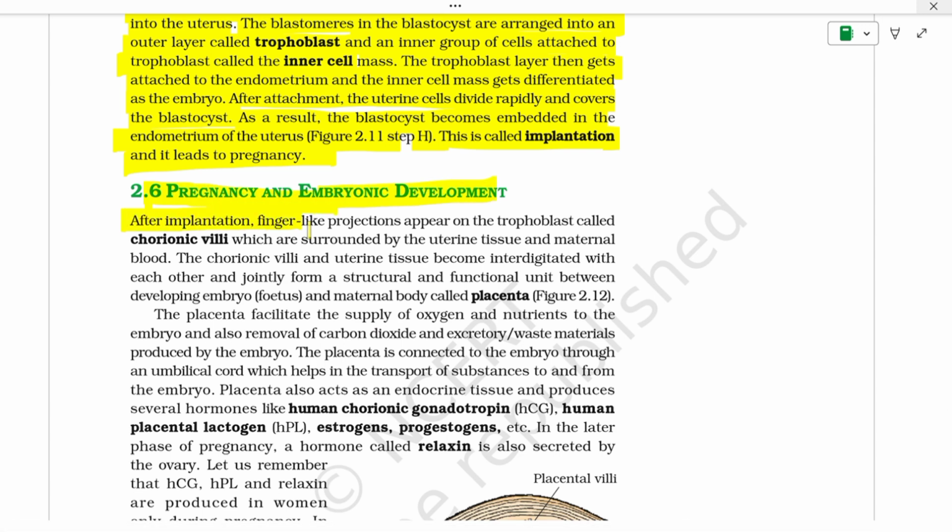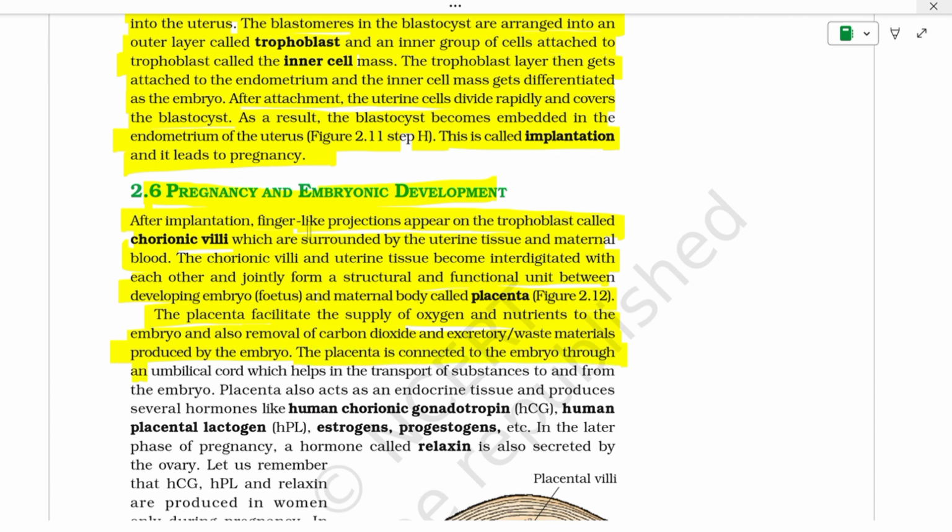2.6 Pregnancy and embryonic development. After implantation, finger-like projections appear on the trophoblast called chorionic villi, which are surrounded by the uterine tissue and maternal blood. The chorionic villi and uterine tissue become interdigitated with each other and jointly form a structural and functional unit between the developing embryo, fetus, and maternal body called the placenta, figure 2.12. The placenta facilitates the supply of oxygen and nutrients to the embryo and also removal of carbon dioxide and excretory waste material produced by the embryo.